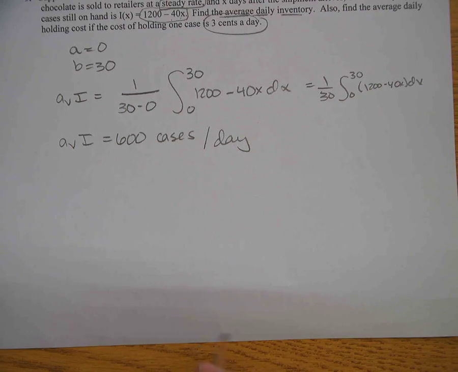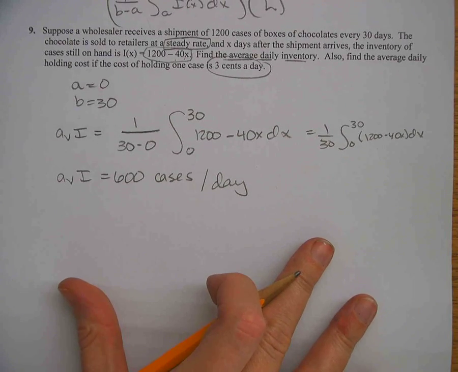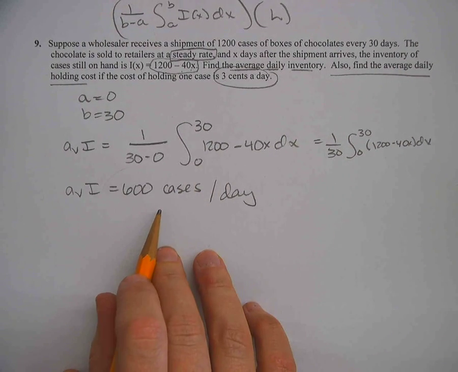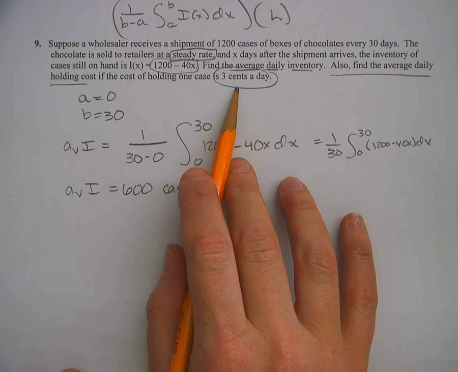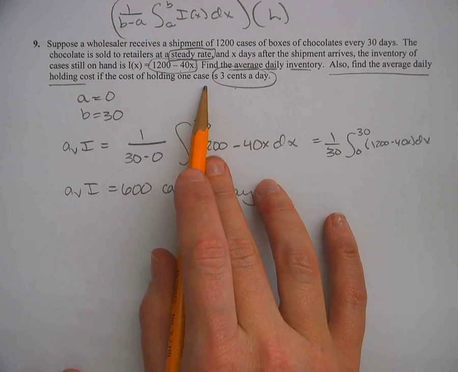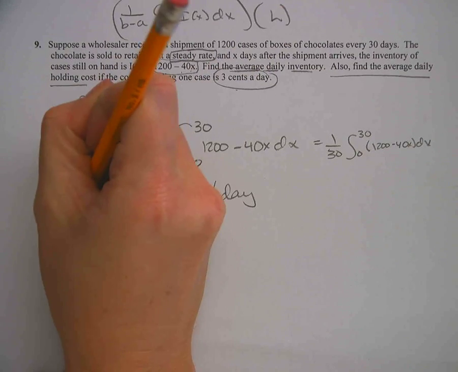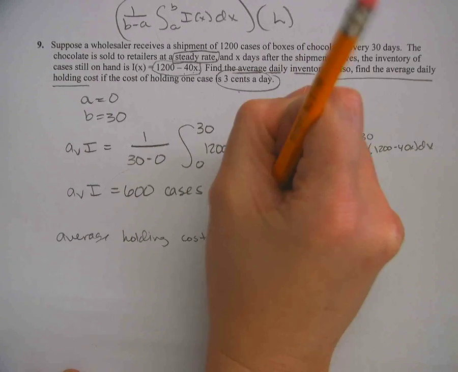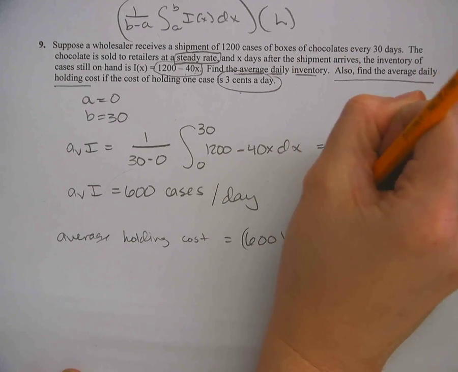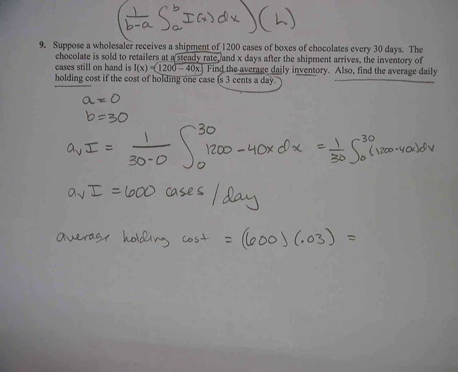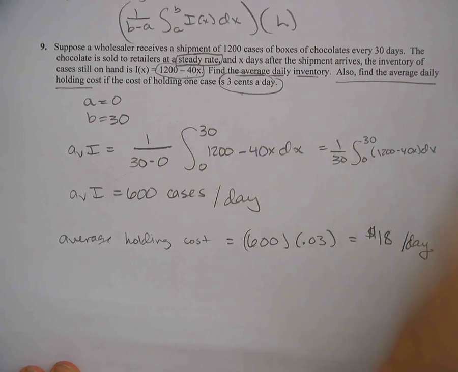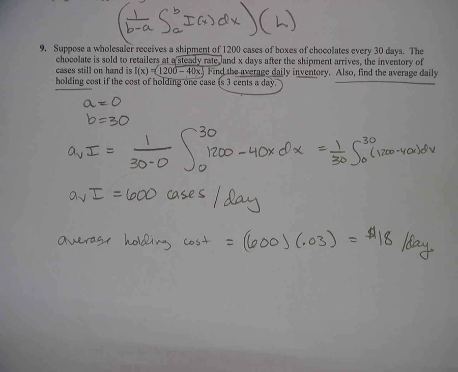So on any given day, on average, I have about 600 cases. Then it says find your average daily holding cost. If you have roughly 600 cases on hand per day, how much are you paying per day? Well, it's 3 cents for every one case. I've got 600 cases, so my average holding cost would be 600 cases at 3 cents apiece, which is $18 per day. That is our average daily holding cost.